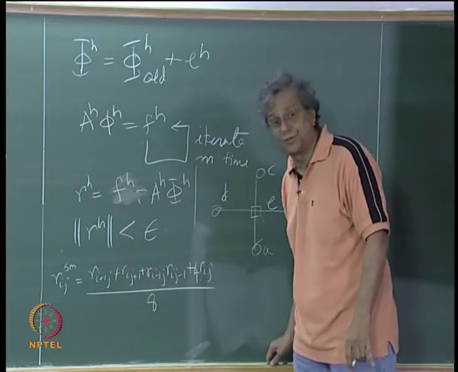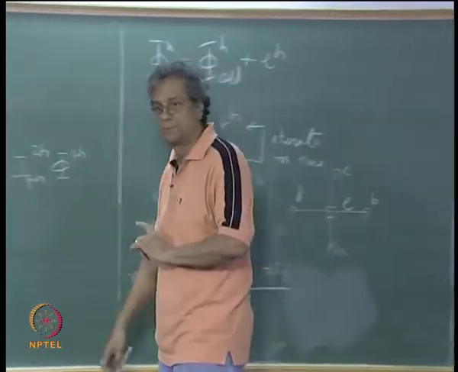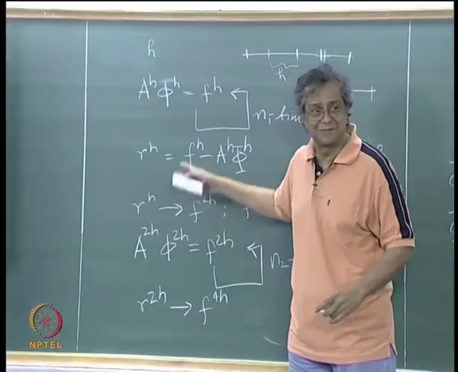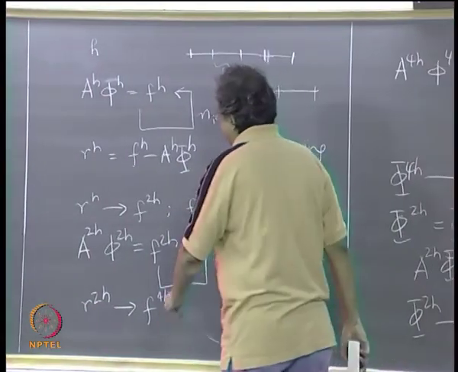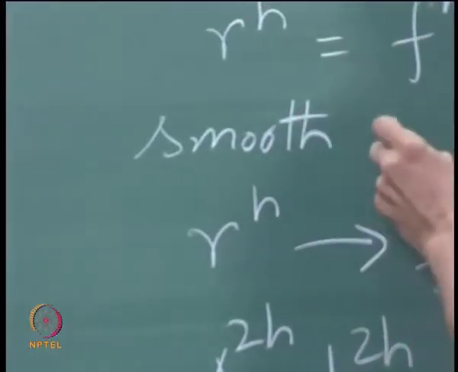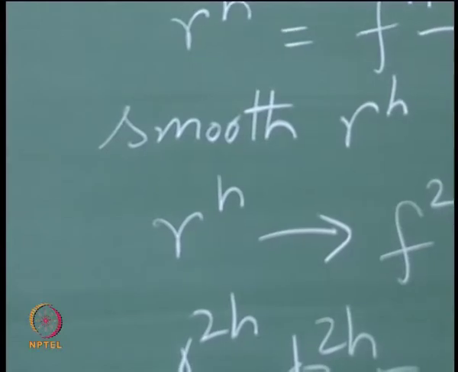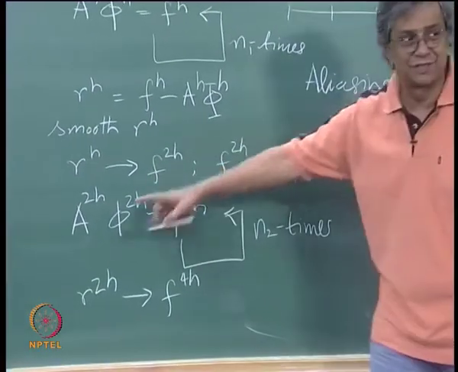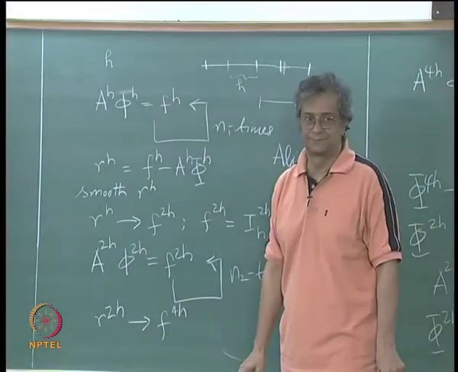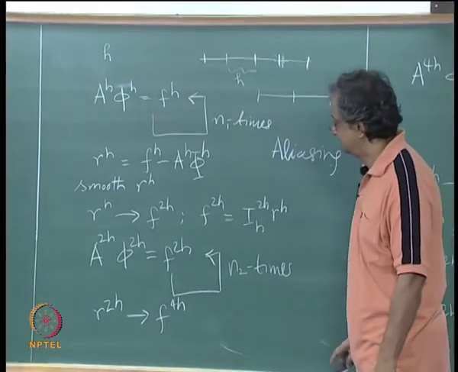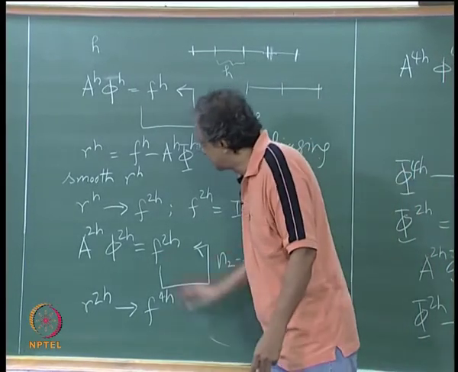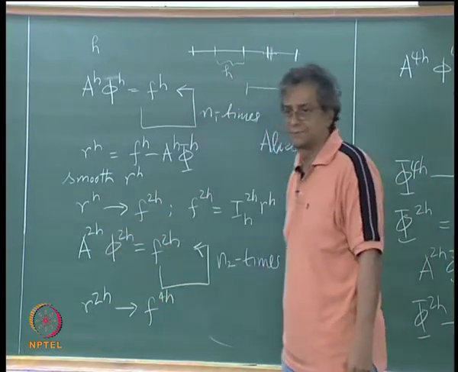Now we are going to add a new step, a new improved step, which is why I strategically left myself a gap here. So smooth R^H, fine, and then do a transfer. Is that fine? At each level you can smooth R^H and then do a transfer.